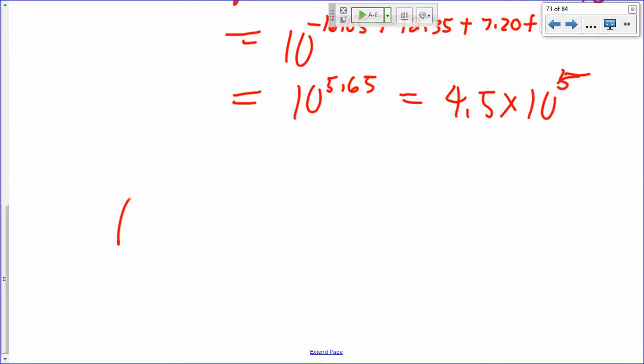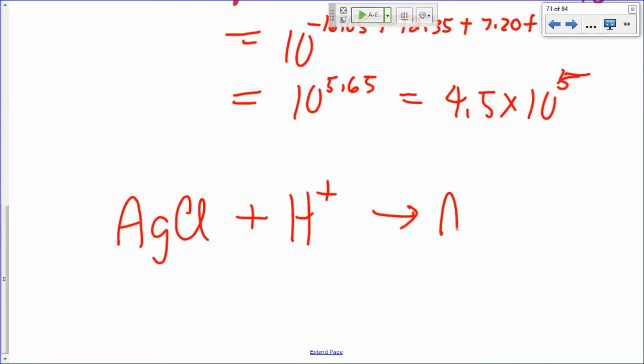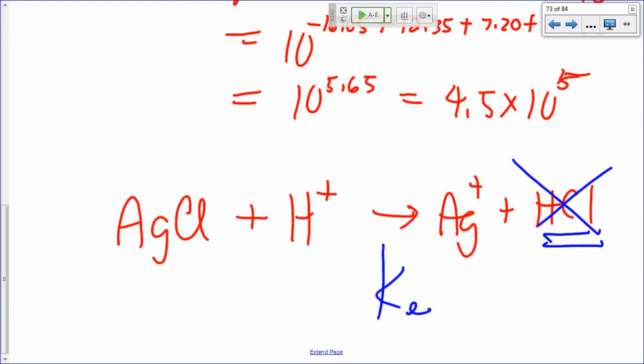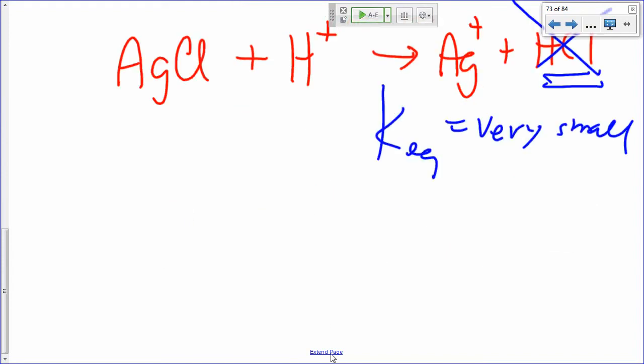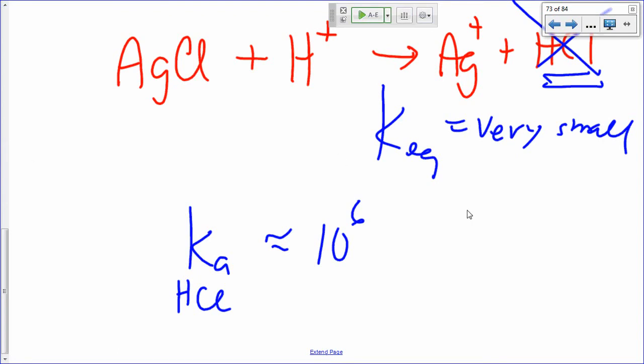If you try to dissolve silver chloride in acid, that would give you Ag plus and HCl. Well, what do we know about HCl? You can't make it in water. So the KEQ for this is going to be very small. In fact, HCl is a strong acid, and estimates of its Ka vary, but it's at least 10 to the 6th. That would make your KEQ for this process small enough that the silver chloride will not dissolve as a result of adding acid to it.